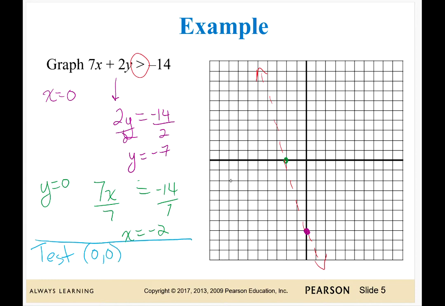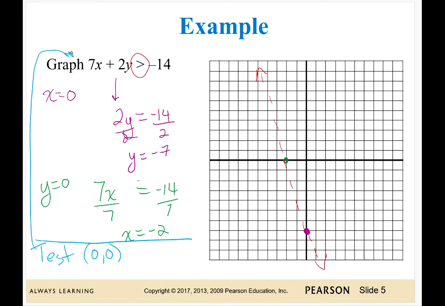So I'm going to test the point 0, 0. Notice 0, 0 is not on the line, so that's good. It's not on this dotted line. If we test this point and it comes out to be true, then that means that this whole section over here is going to be shaded. But if we test this point and it is not true, that means everything over here will be shaded on the opposite side. So I'm going to test 0, 0.